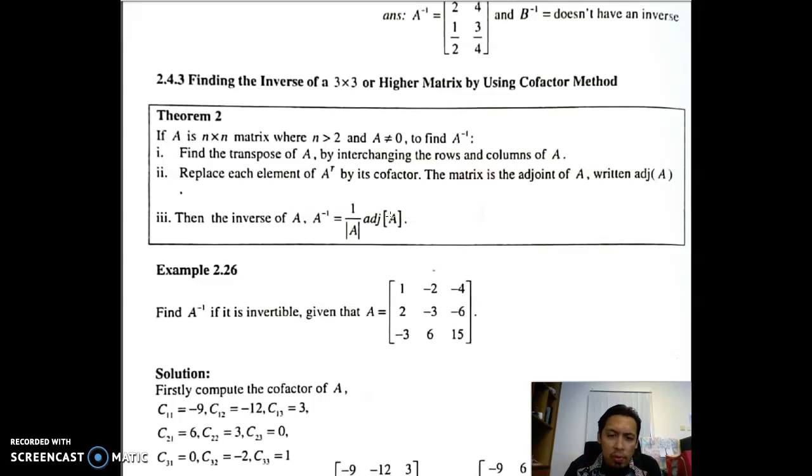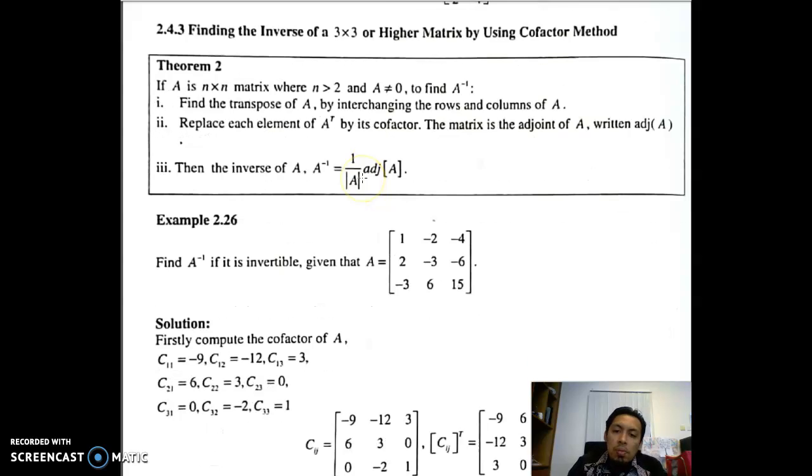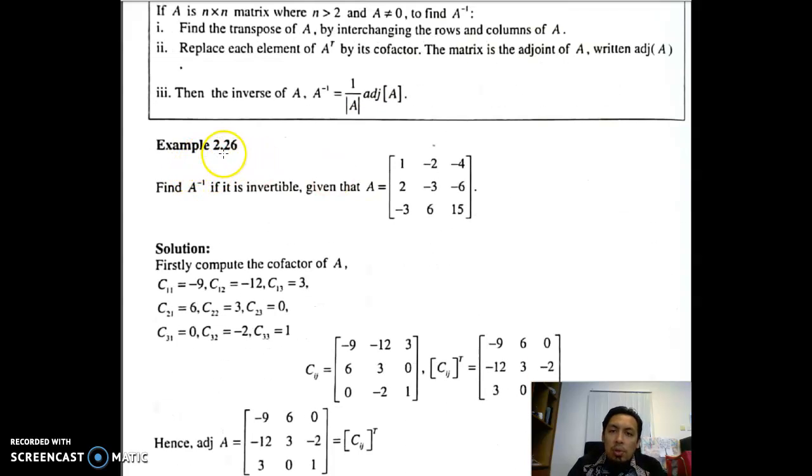We have already learned all of this. We have learned how to calculate the determinant of a higher order matrix, and how to calculate the adjoint of a higher order matrix. So we are going to use all of that. First, example 2.26: find A inverse if it is invertible, given that A is this. So we have a 3 by 3 matrix.